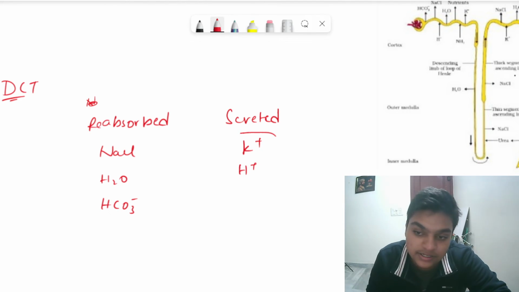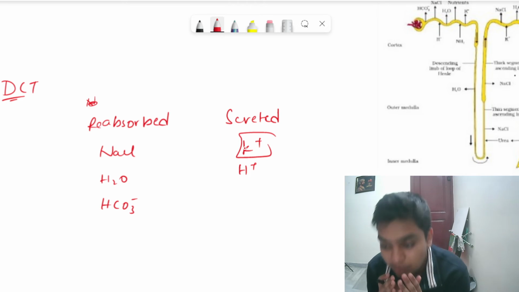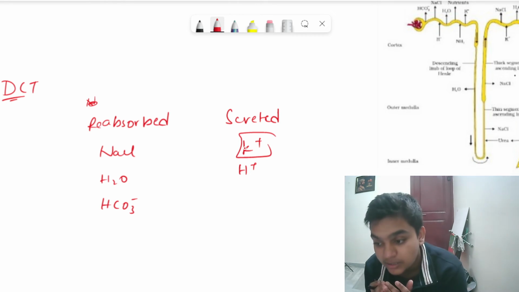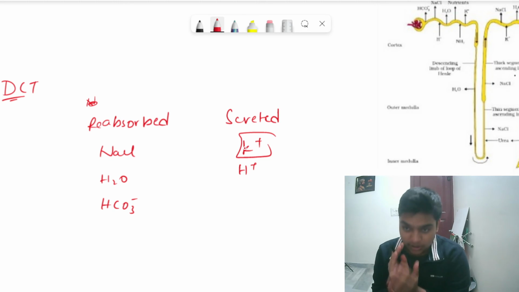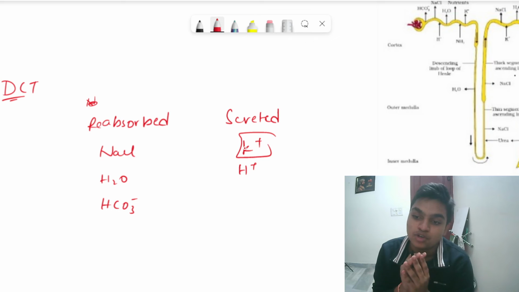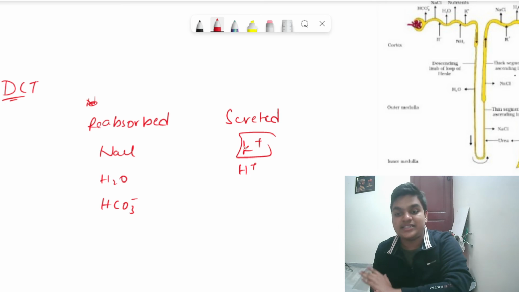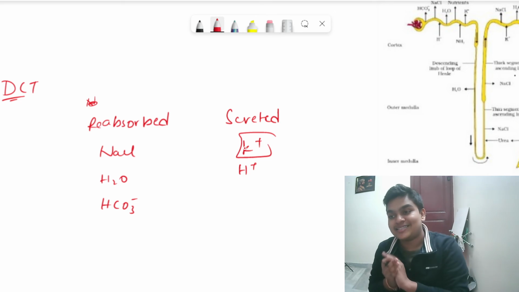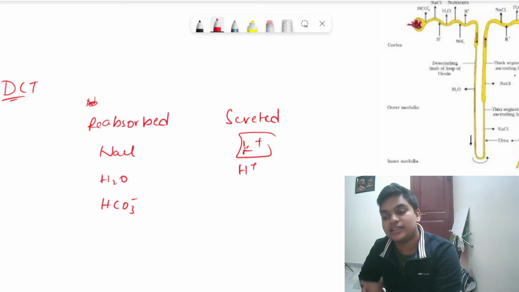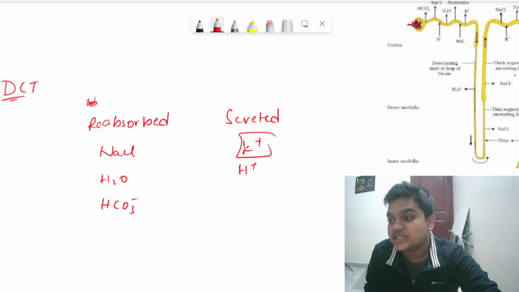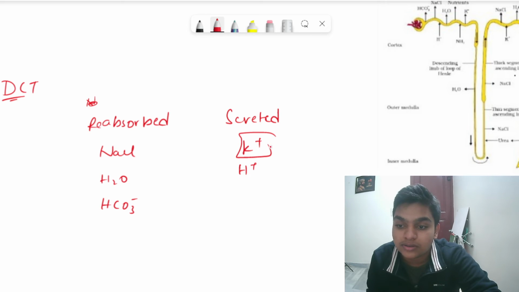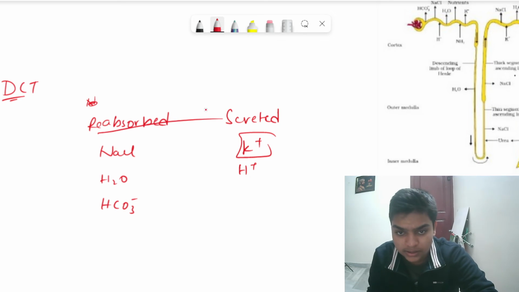Now identify the difference. It lies in the K+. Here it is secreted, there it is reabsorbed. K+ is reabsorbed in PCT and it is secreted in the DCT part. So that is the difference that you have to notice. That is it for this DCT part. Now coming to the collecting duct.